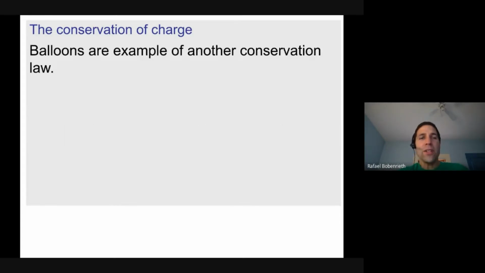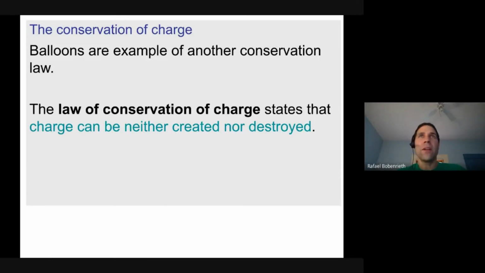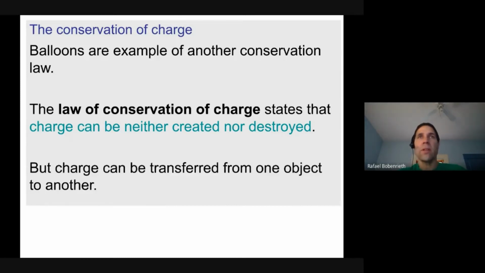Okay, so now I want to talk about something called the conservation of charge. It's quite simple. It's like other conservation laws you've probably come across. The law of conservation of charge says that charge can neither be created nor destroyed. But charge, meaning electrons, protons, positive, negative charges, can be transferred from one object to another. But if you take into account all the objects in a system, the total charge of the system has to remain the same.